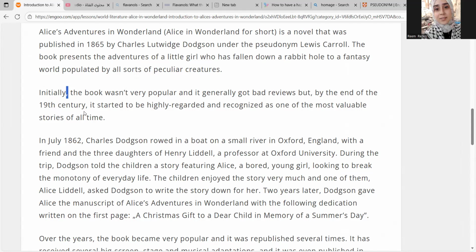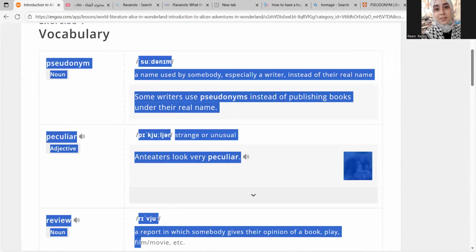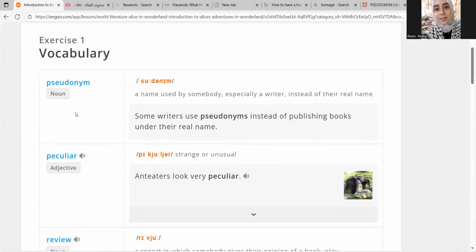So thank you so much. This is a practice for this vocabulary. I'm going to send you this vocabulary and you're going to practice them and send me the pronunciation of these words. Thank you so much.